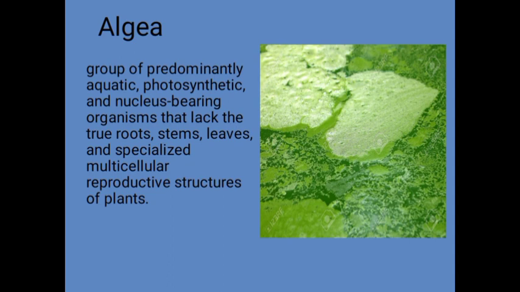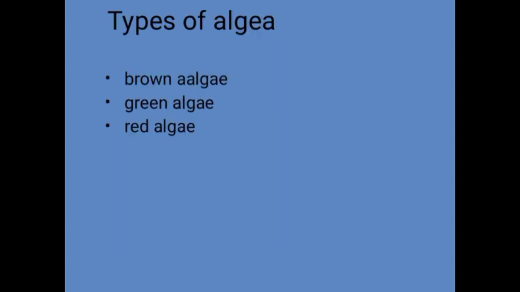Then what is algae? It is a group of predominantly aquatic, photosynthetic, and nucleus-bearing organisms that lack the true roots, stem, leaves, and specialized multicellular reproductive structures of plants. So the types of algae are the brown algae, green algae, and red algae.